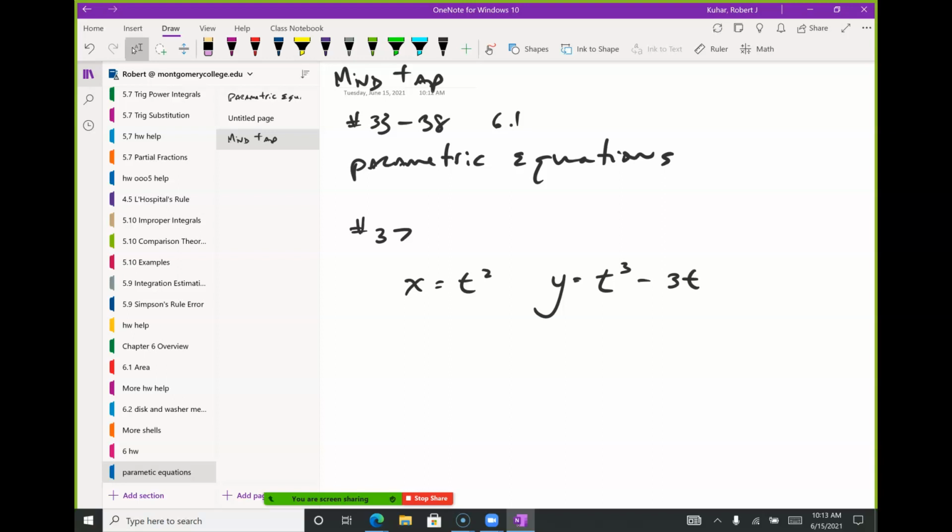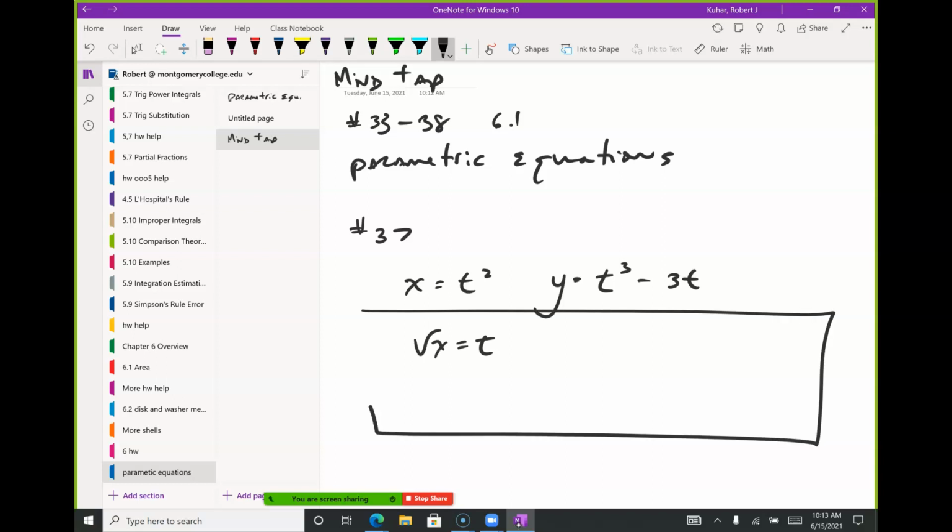But obviously, if x is t squared, then the square root of x is t, right? So this is just me working on eliminating. And I've got y equals t times t squared minus 3. So I've got y equals square root of x times x minus 3. So there I've eliminated the variable. So I can change back from my parametric world back to my explicit function of x world, right?